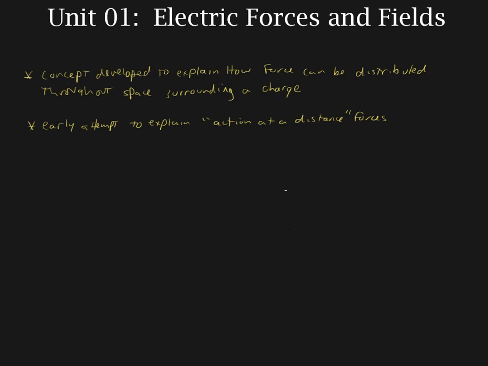And I'm only pointing it out because it's saying action at a distance, and then we tack on forces at the end to make it perfectly clear what we mean by an action. And so that's why we get away from that kind of language. Anyways, just an early attempt to explain how two objects can interact whenever they're not in contact.